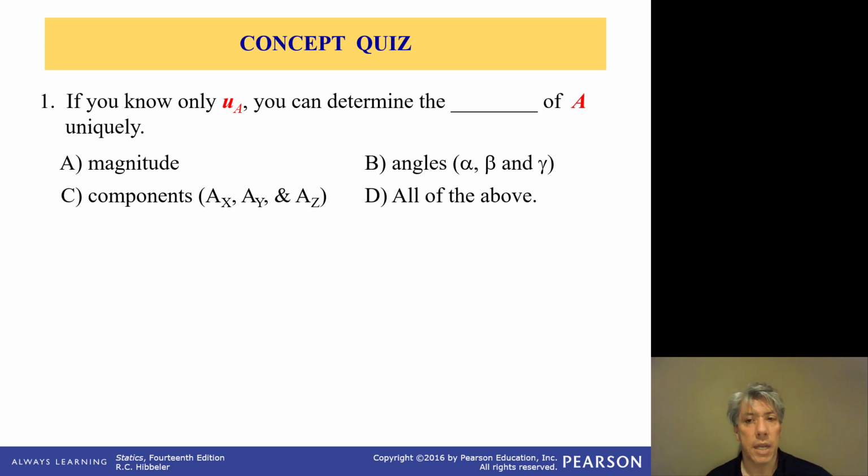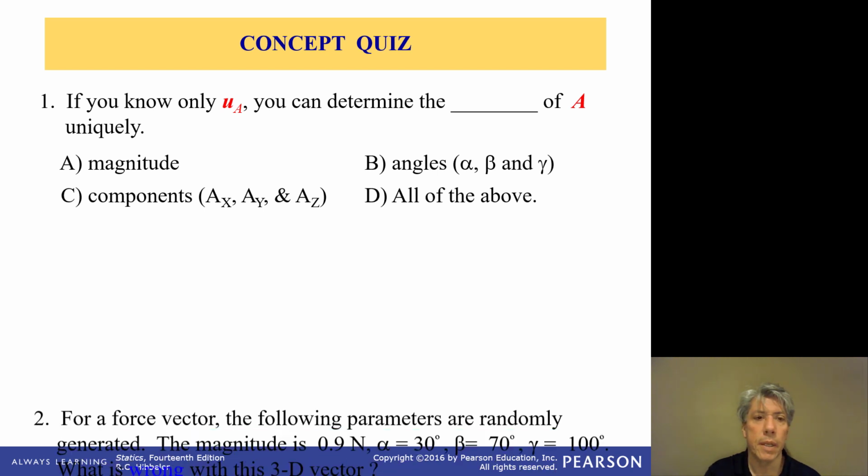How about the angles alpha, beta, and gamma? Yes, we could certainly determine the angles alpha, beta, and gamma because we could resolve UA onto the x, y, and z axes because it has unit length. So it would be pretty easy. Cosine of alpha, for example, would be UA in the x direction. We wouldn't even have to divide by the magnitude of UA because the magnitude is 1. And it would be similar for beta and gamma.